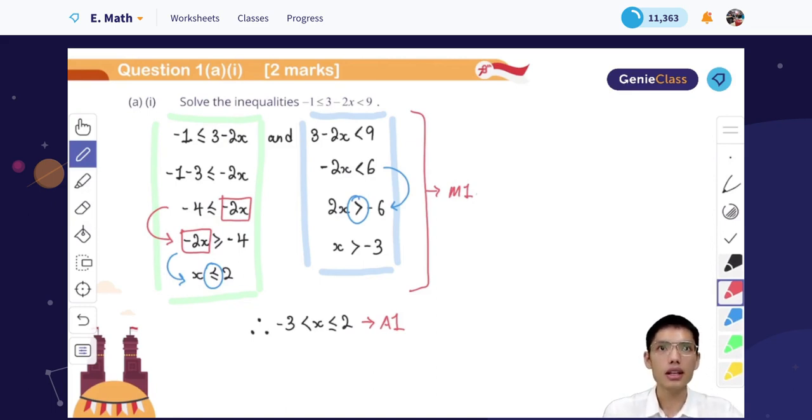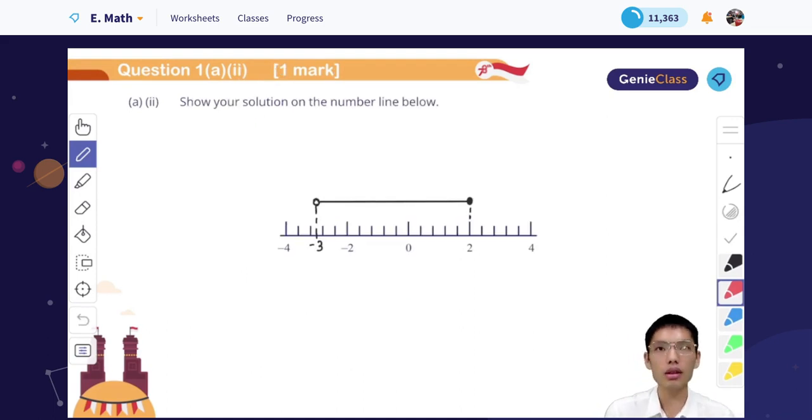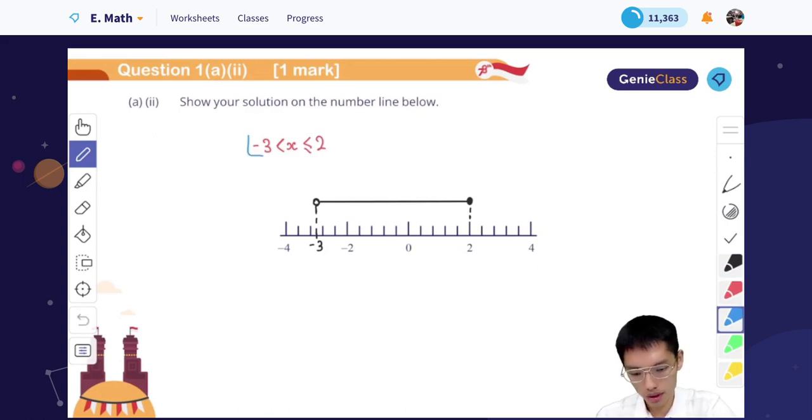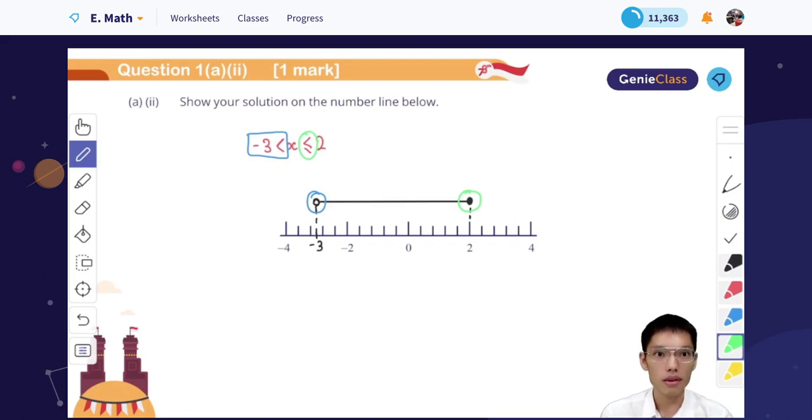Okay, this is 1A part 1. Next one, quite straightforward. 1 mark, you have the inequality, draw it out. Again, just to recap over here, the inequality we have is negative 3 < x ≤ 2. So in this case, negative 3 is with the strict inequality, so it should follow with a hollow dot. And lastly, with the equality sign over here, not strict inequality, so in this case, not a hollow dot, it's a solid dot.